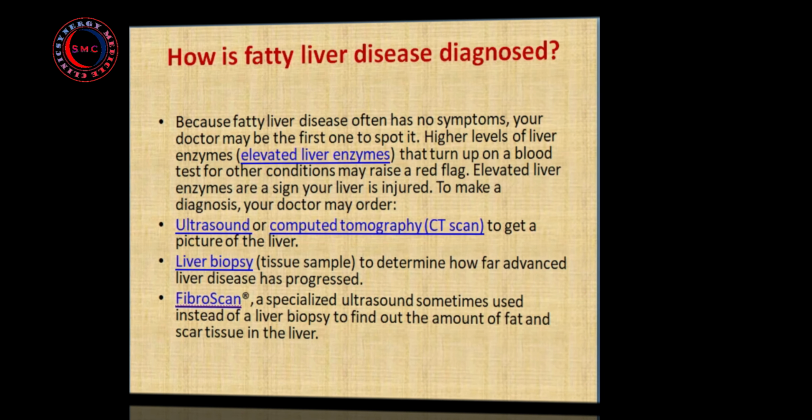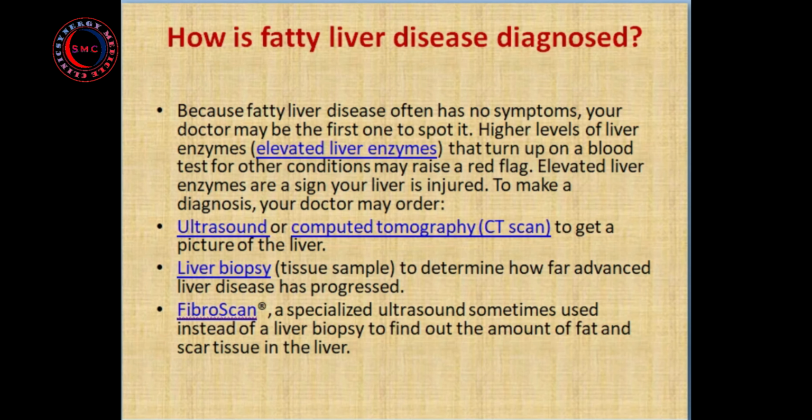How is fatty liver diagnosed? Because fatty liver disease often has no symptoms, your doctor may be the first one to spot it. Elevated liver enzymes that turn up on a blood test for another condition may raise a red flag. Elevated liver enzymes are a sign your liver is injured.